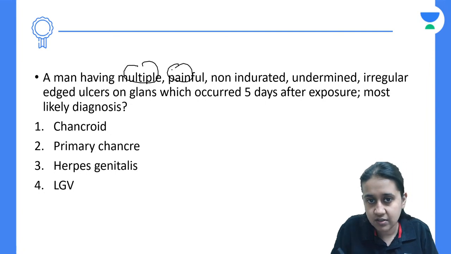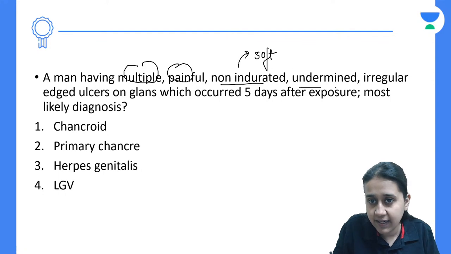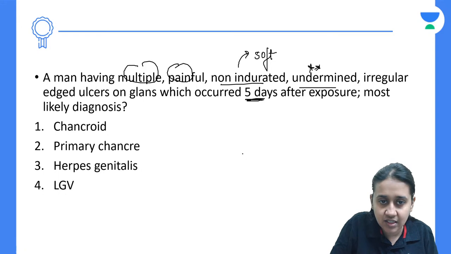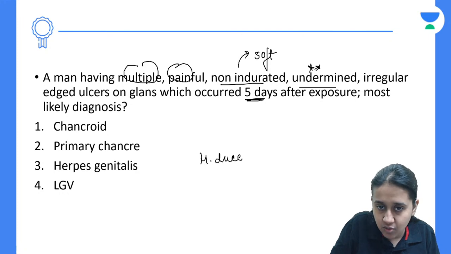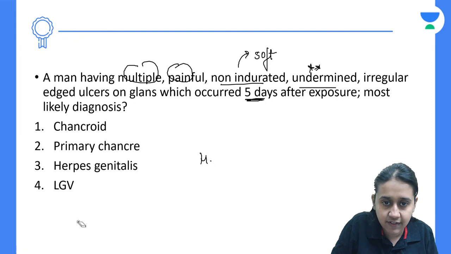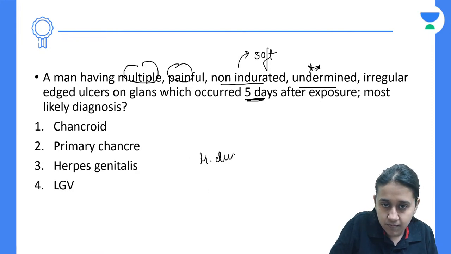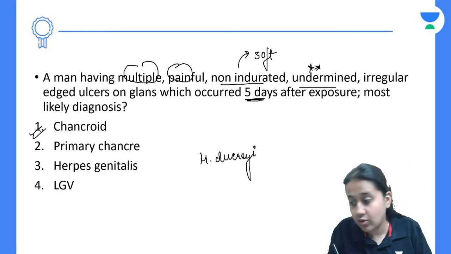Multiple painful ulcers which are soft, undermined edges, very important. Short incubation history, all this gives you an idea that you are dealing with a condition which occurs because of Haemophilus ducreyi infection, and it is nothing but chancroid.